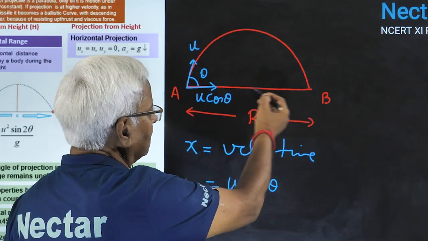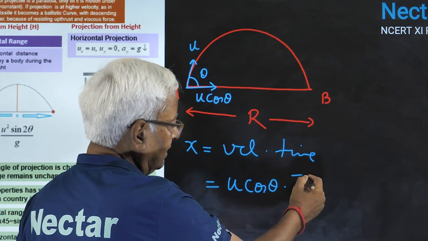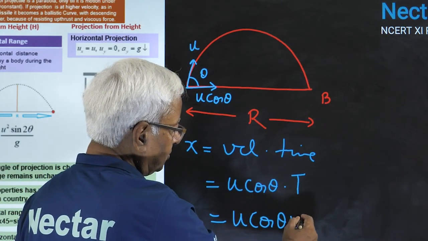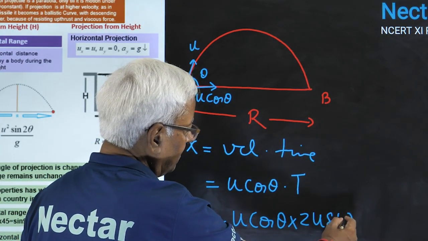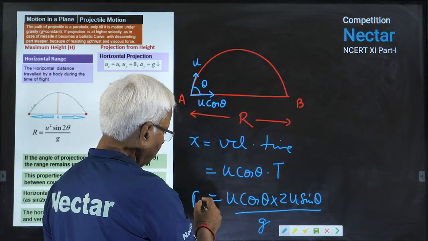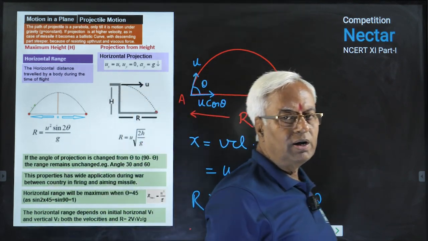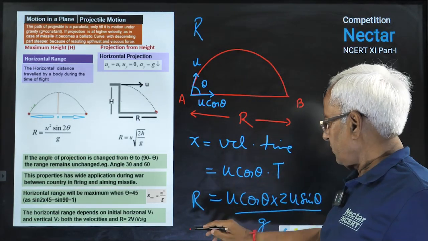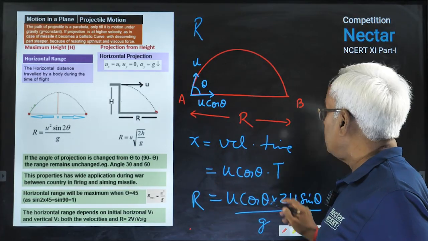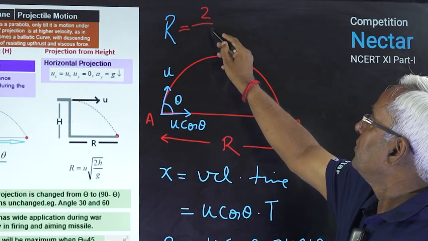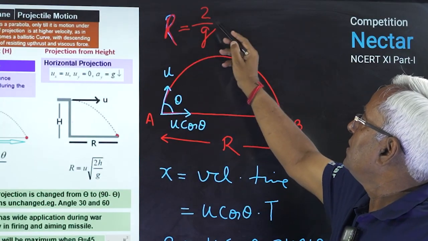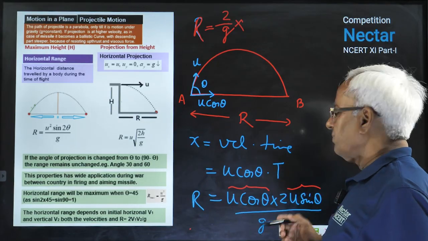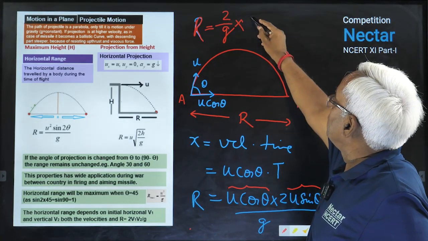From A to B, the total time taken is known as the time of flight, and its value we know is 2u sine theta upon g. This is one formula for horizontal range. That formula is 2 by g. For range, you get the formula 2 by g into, you see, this is one velocity, this is the other. Means 2 by g into both the velocities.